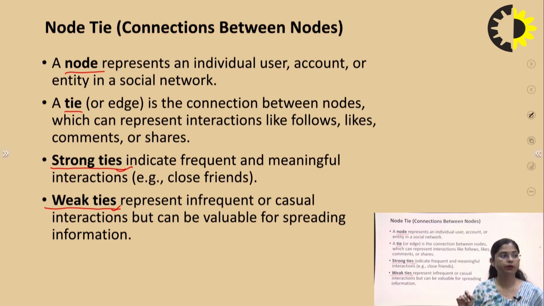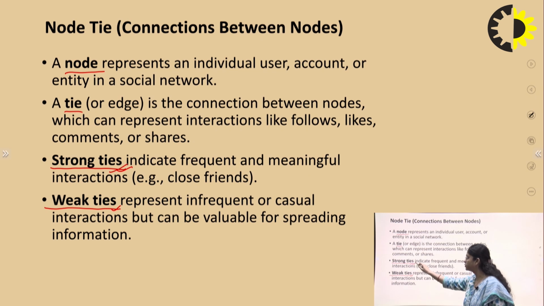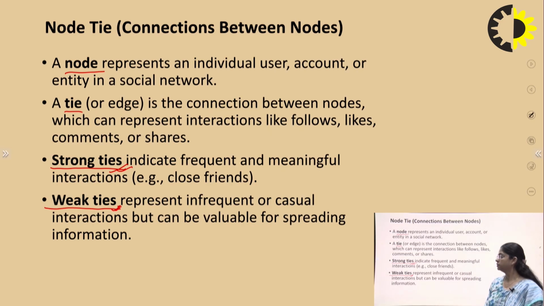But here you only need to understand strong tie and weak tie, and they are also important because some people are not very active in social media. So the person can connect through the weak tie also. So weak tie and strong tie both play a very important role in social media. A weak tie represents infrequent or casual interaction, but can be valuable for spreading information.